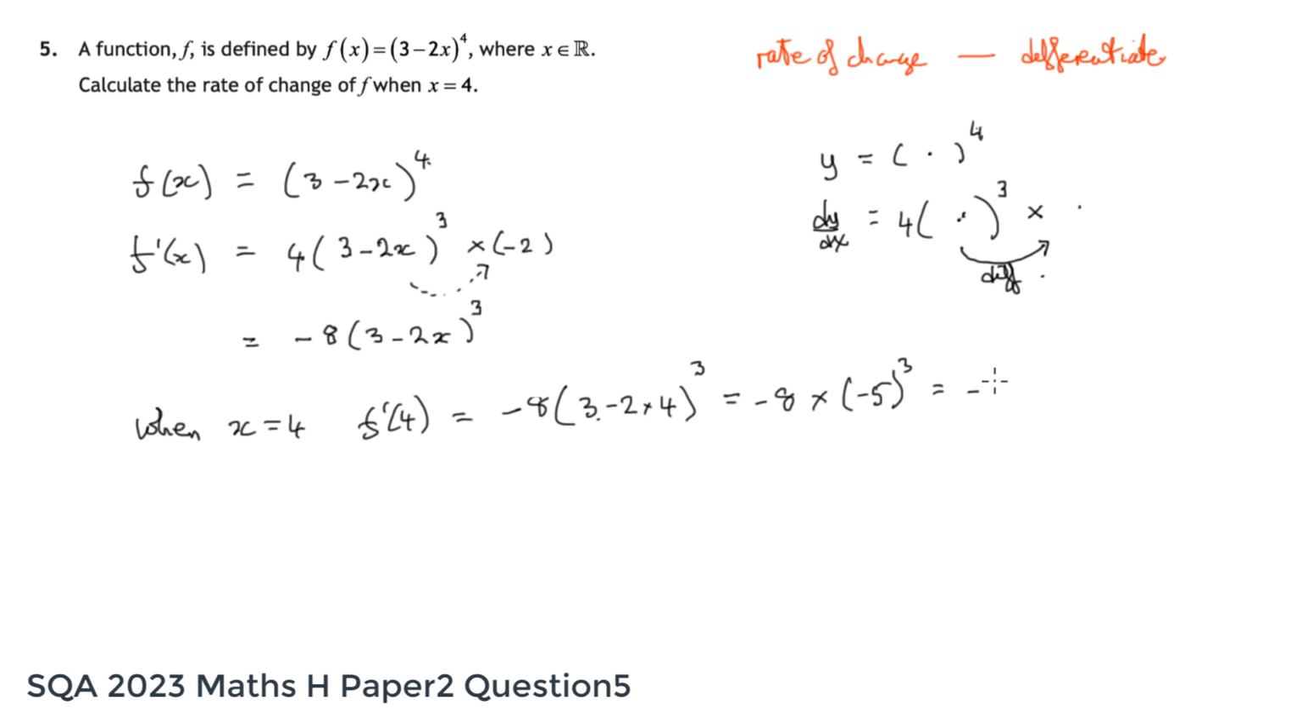And we can use our calculator for this, but let's go ahead with it. 5 to the power 3 is 125, and that's going to be negative, and 8 times that is 1000. Now you check that on your calculator. So the rate of change of f when x equals 4 is 1000.